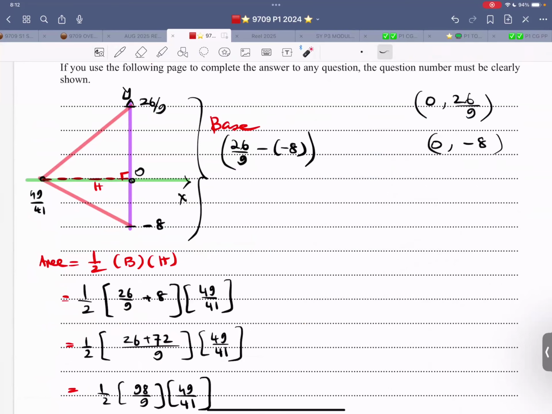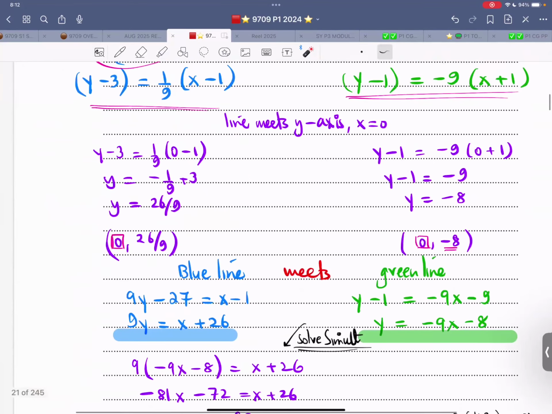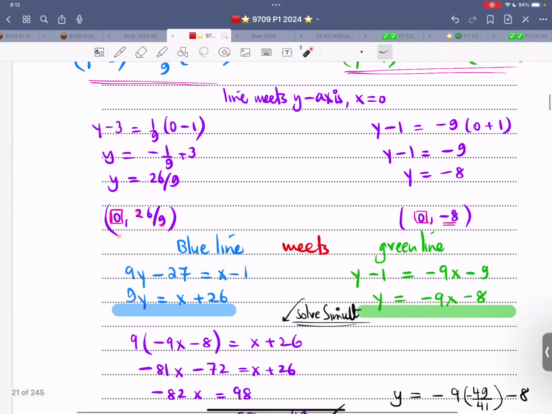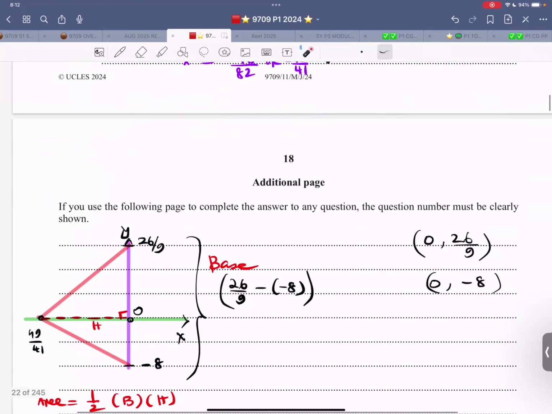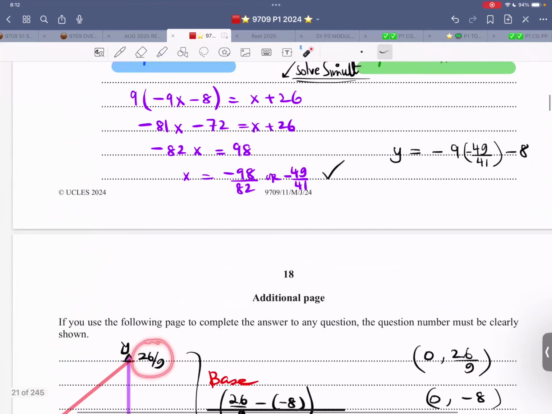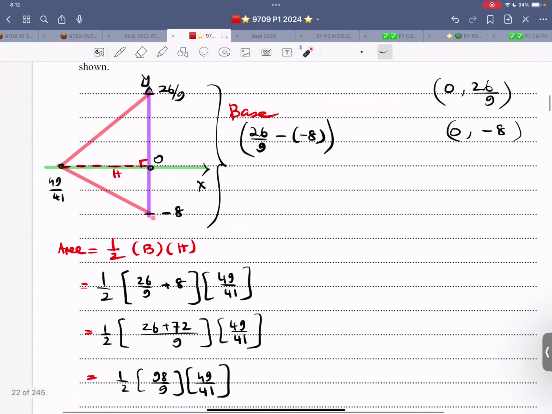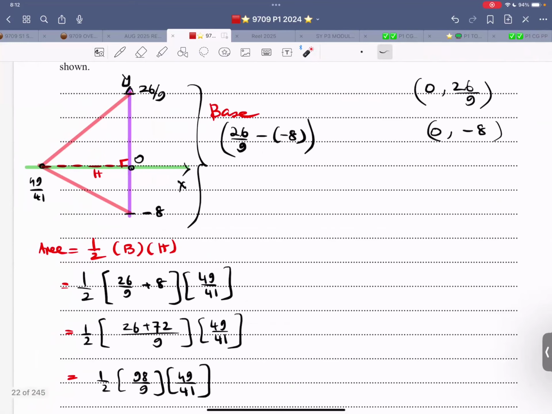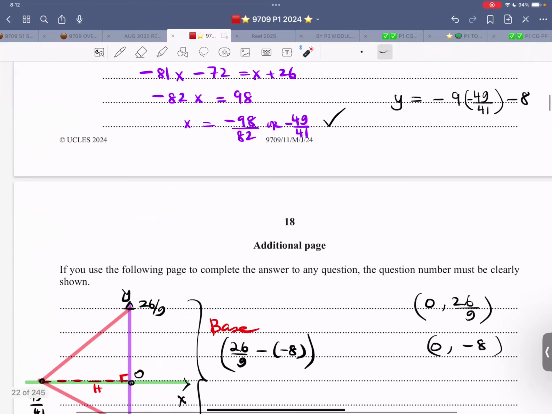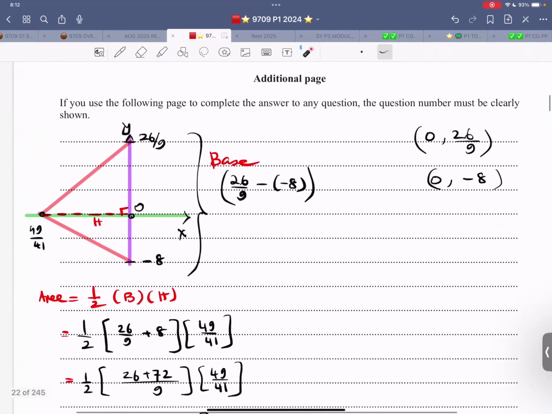Now look at the values. The y-intercept was this thing, 0, 26 over 9. X coordinate is 0, y coordinate is 26 over 9. X coordinate is 0, y coordinate is minus 8. That is below the x-axis. It's not drawn to scale. And I don't need the y coordinate. I only need the x coordinate. That is 49 over 41.